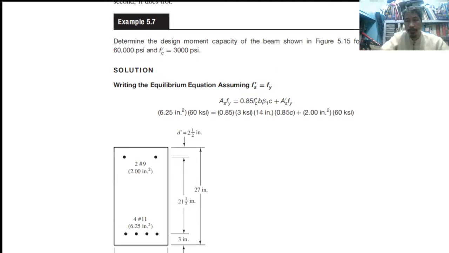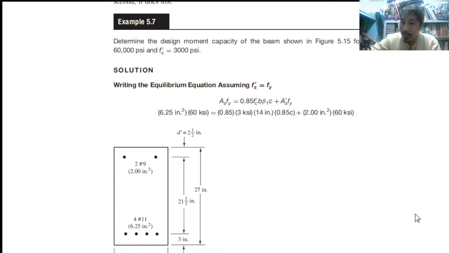Example number 7. Determine the design moment capacity of the beam shown in the figure. Width is 14 inches here. d is 21.5 plus 2.5, that is 24. d prime is 2.5. There are two reinforcement on the compression side and four on the tension side. Four, but different size: number 9 for top bars, number 11 for bottom bars.